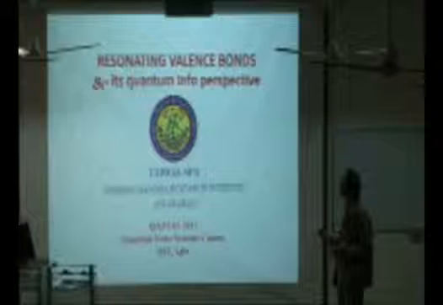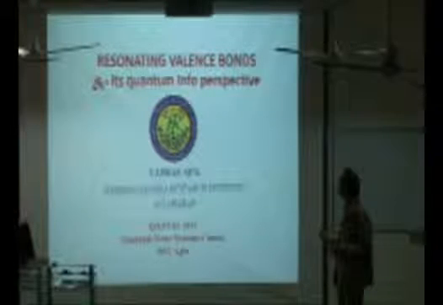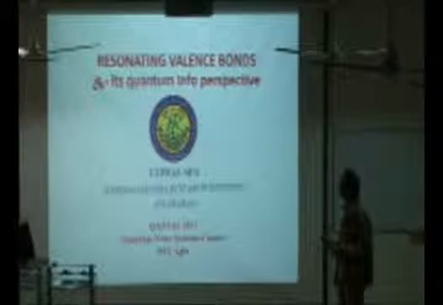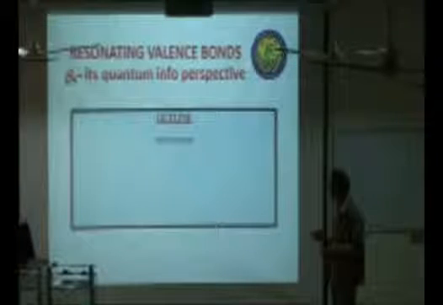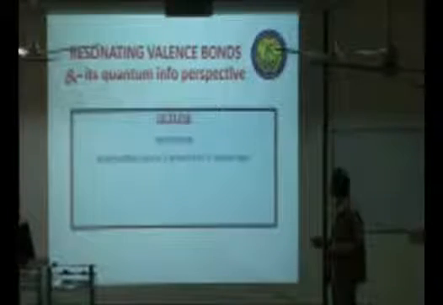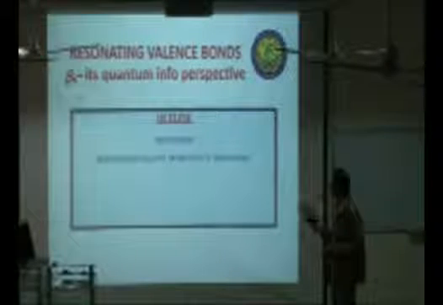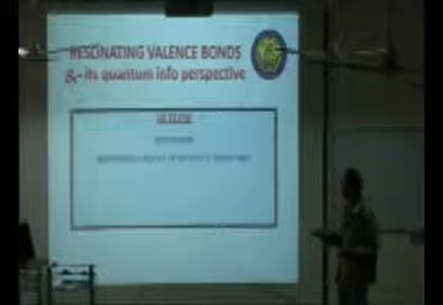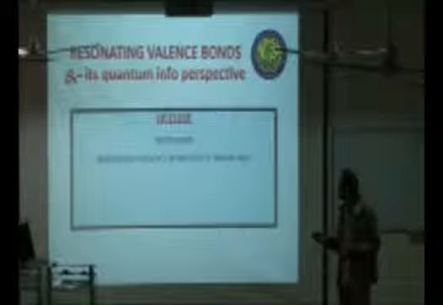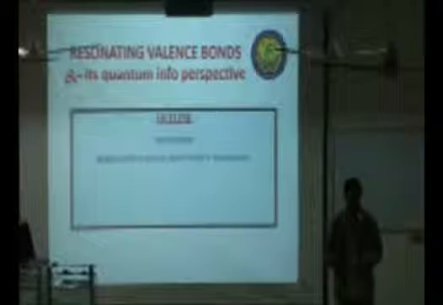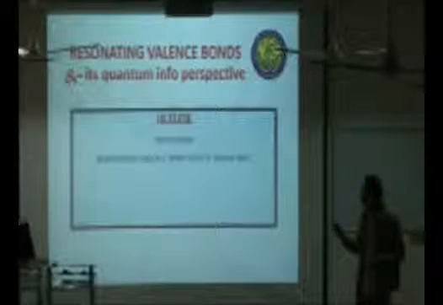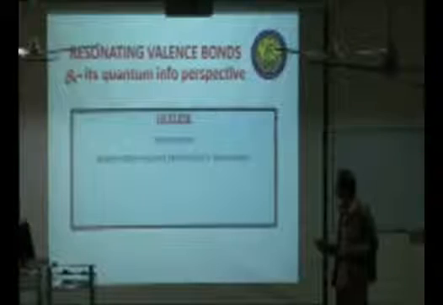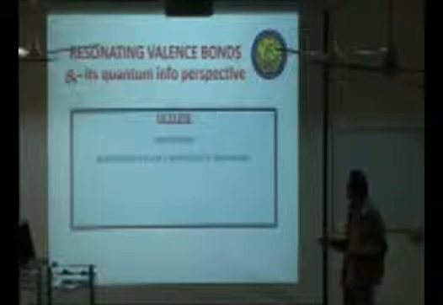I will tell you what resonating valence bonds are, what is the importance of those states, and how they can be handled by using quantum information techniques. So it's a brief outline of the talk. I will begin by telling you about the motivation and then about what these states are. I will define them. There is a common joke that the number of papers on RVB states is equal to the number of definitions of RVBs. So it's better to give the definition in which I am working, or we are working.